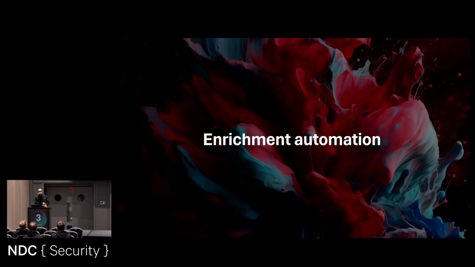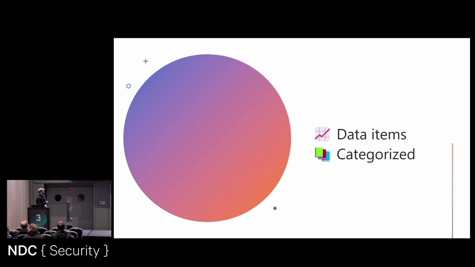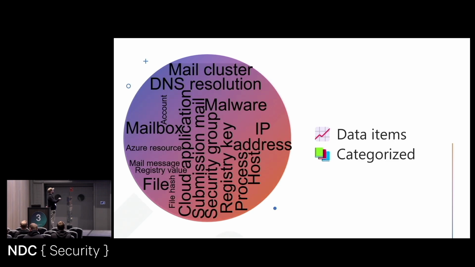So this is the point. We're at slide 70. This is the point where we start to talk about some automation examples. So we're going to talk about enrichment. And enrichment is something you do with entities. And entities are data items that are categorized and known by your security monitoring tool. So these are some examples, but it can be a username, host, IP address, malware family, whatever.